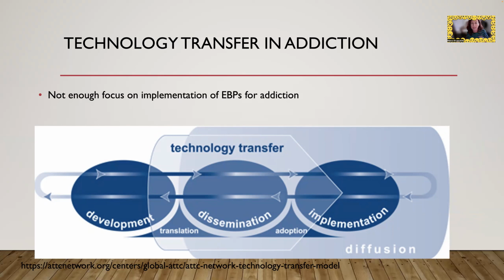Okay, there's not enough focus on implementation of the EBPs for addiction. You just don't have enough. If you look at it in addiction, what you see is we get this development. The development of a new treatment, right? Which is the theoretical development, the empirically supported randomized control trials, all gets done, and that's great. And then we want dissemination, which is usually publishing in scientific journals and getting it out there for people to see. And then once we get implementation, that is when it goes to the treatment centers, right?